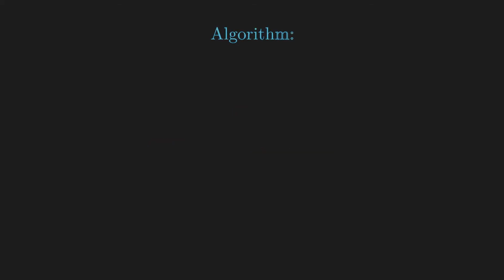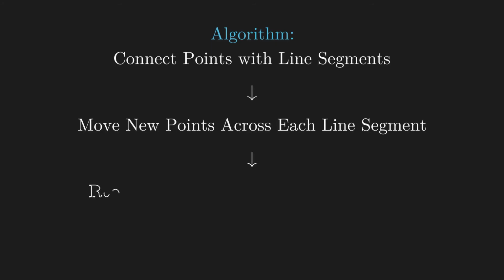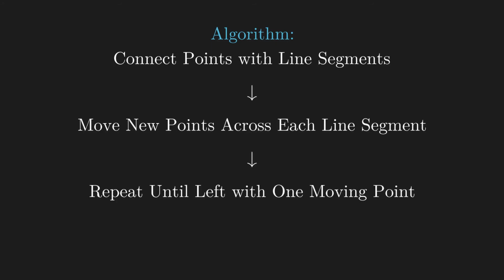Our algorithm can be summed up as follows. Connect the points with line segments, move new points across each line segment, and repeat the process with our new points and new line segments until we're left with only a single moving point.